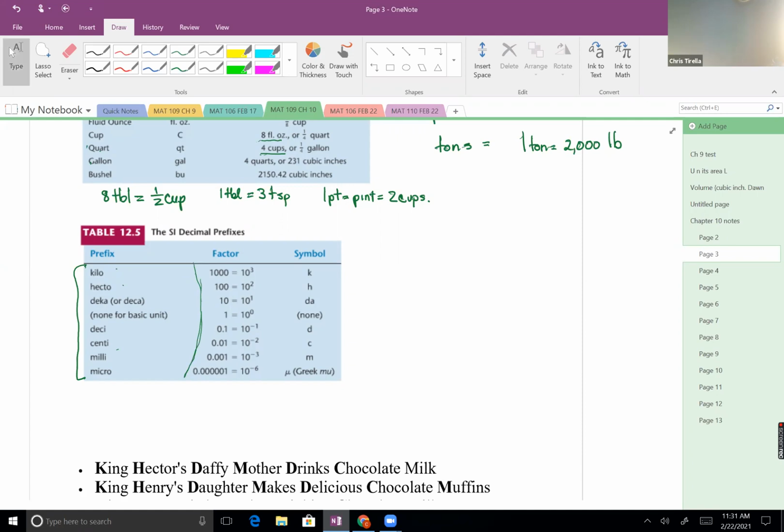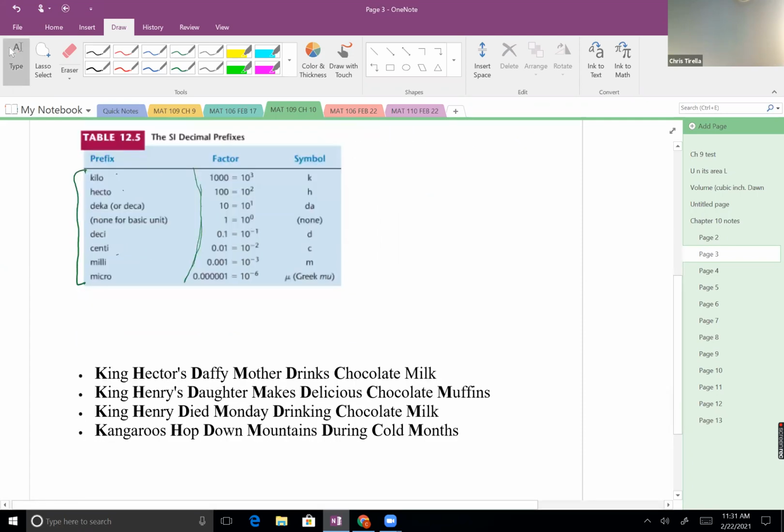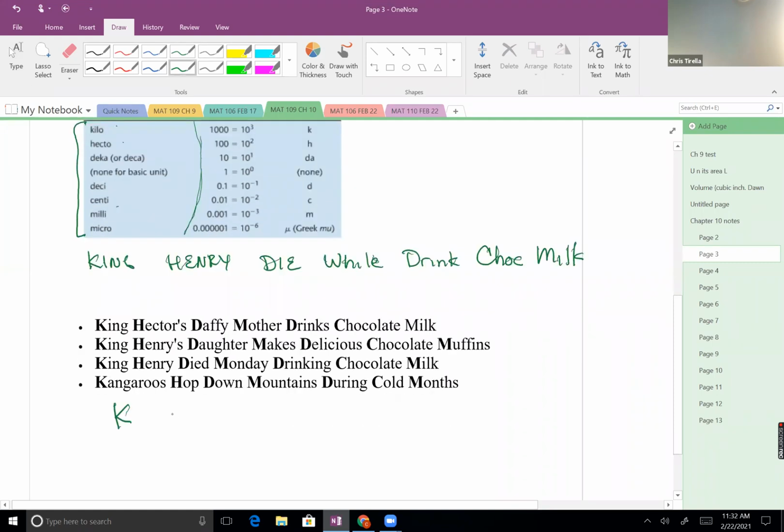And so back a million years ago, when I used to teach basic math, long before Regents were required for everybody at Peekskill High School, there were silly sentences that people would use. The one that I remember was King Henry died while drinking chocolate milk. And I didn't necessarily need the words, but just the first letters. King Henry died while drinking chocolate milk.